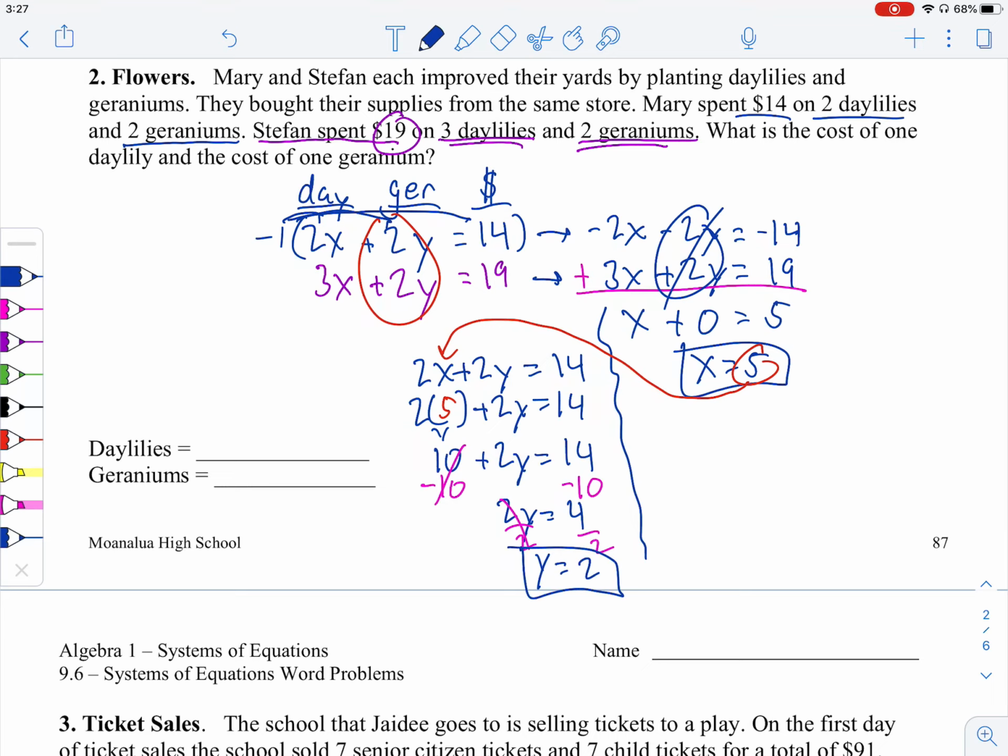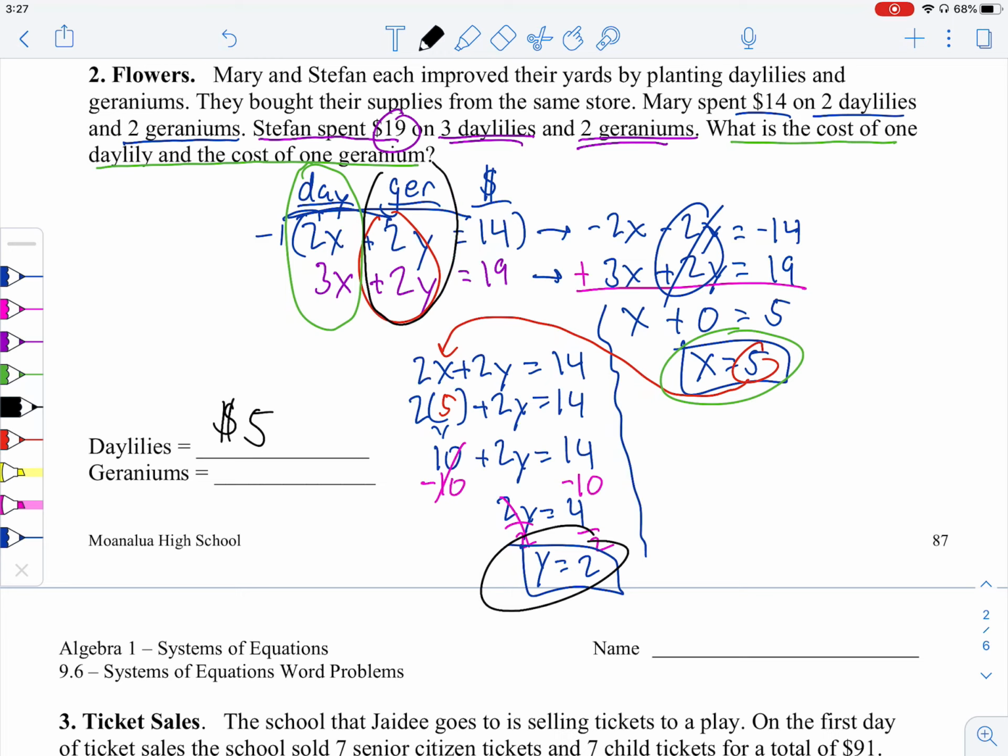So our x was daylilies, right? So we just gotta remember that. Our x value was daylilies. So when we answer, what is the cost of one daylily, one geranium? So daylilies are gonna be $5. Geraniums, which is your y's, right? So our y column is geraniums, so that's $2. So make sure we're matching up what we got. So if our x is 5, we match it up with the x column, which is daylilies. If our y is 2, we match that with our y column, which is geraniums.